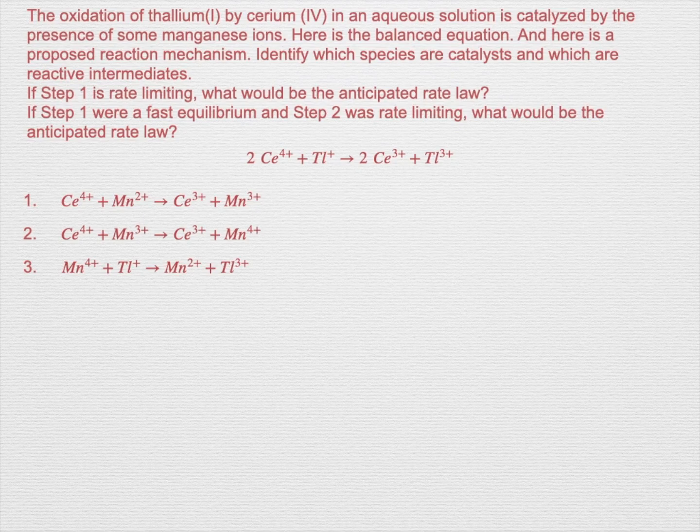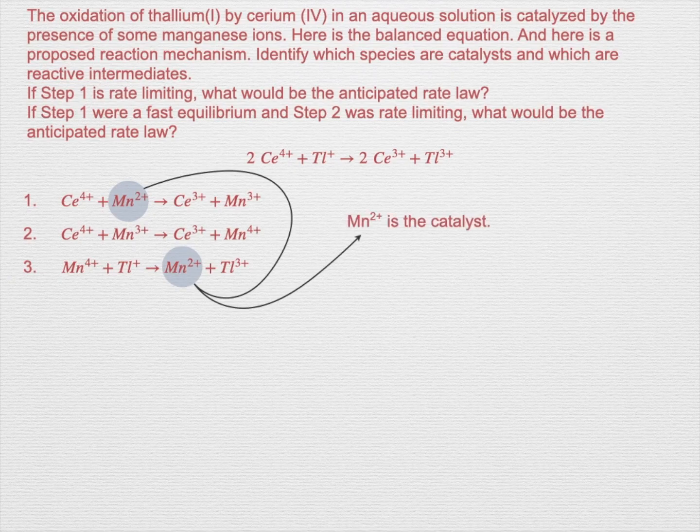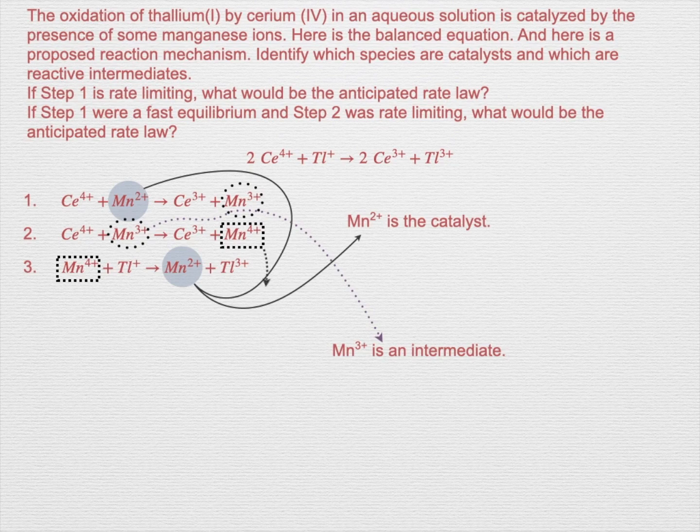The key point here to remember is that reactive intermediates are produced as a product in an earlier step and then consumed as a reactant in a subsequent step. On the other hand, catalysts are just the opposite. They are consumed as a reactant in an earlier step and then generated again as a product in a subsequent step. By reviewing the reaction mechanism, you should recognize that manganese 2+ is playing the role of a catalyst. It is consumed in step 1 and produced back in step 3. By contrast, both manganese 3+ and manganese 4+ are present as reactive intermediates.